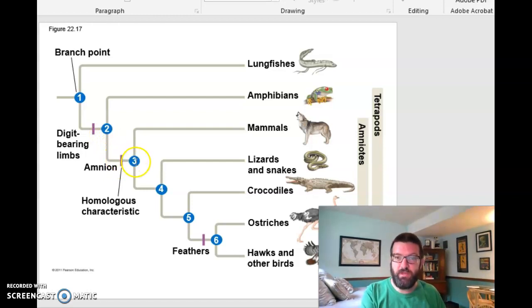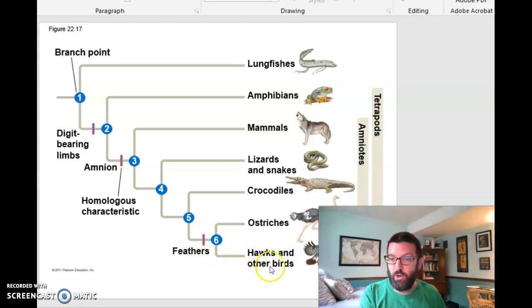Common ancestor number 3 was not a common ancestor of mammals and amphibians, but was a common ancestor of mammals and all the rest of these organisms. And it had an amnion, which is something we'll talk about a little bit later in development. But you've heard of amniotic sac, amniotic fluid. That's essentially what we're talking about here.